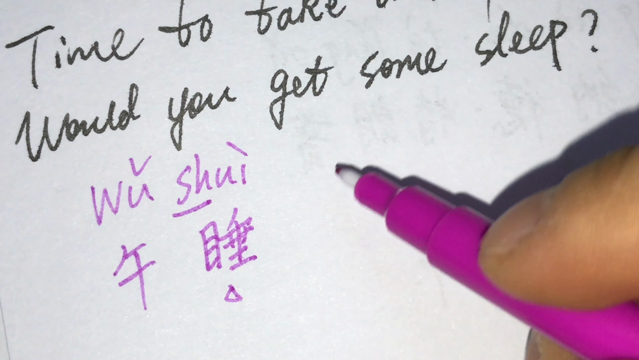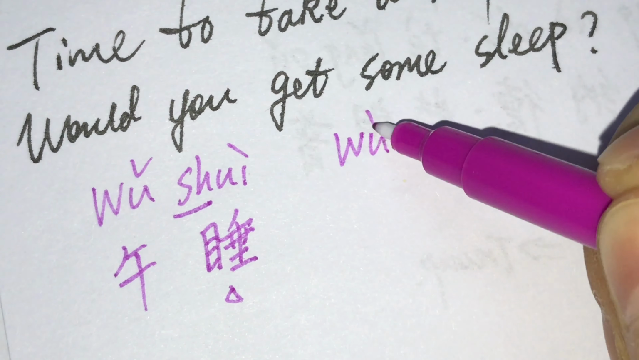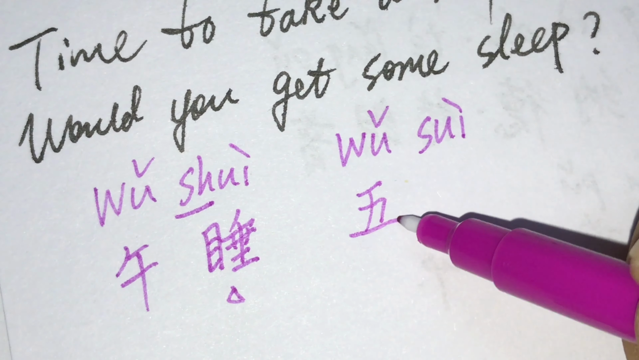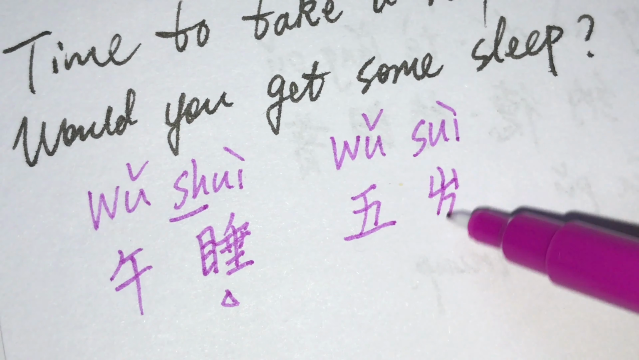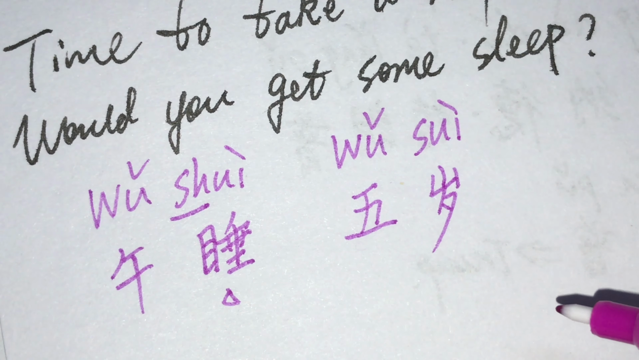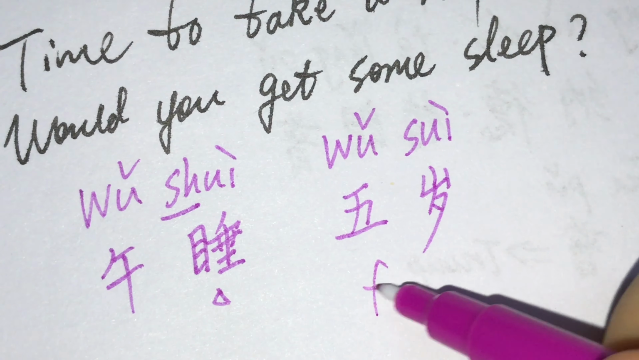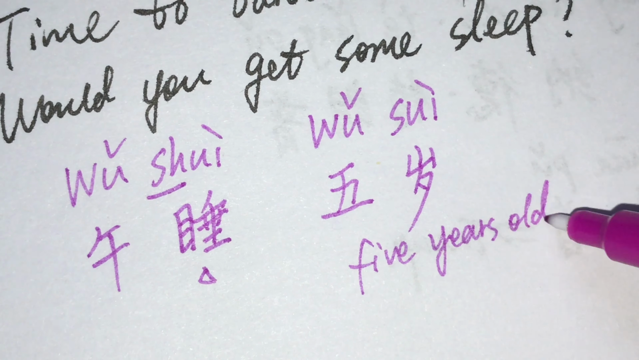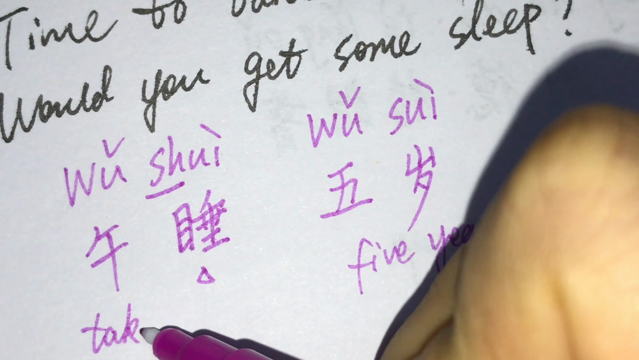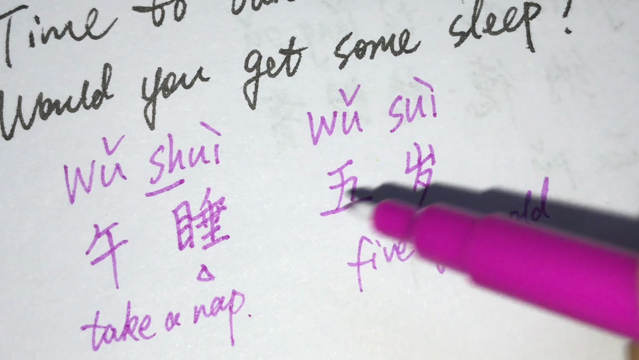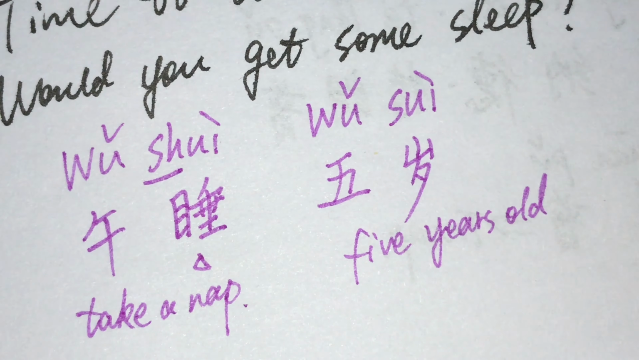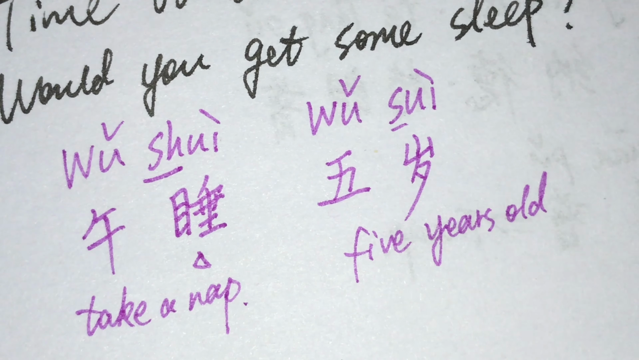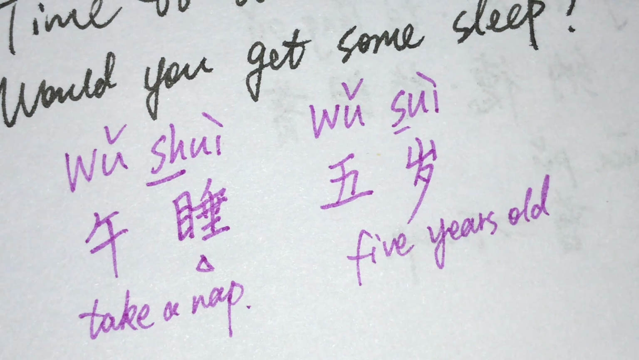Next one, 午岁. 午岁 means 5 years old. 岁. Here is a flat tongue. It means years of the age.